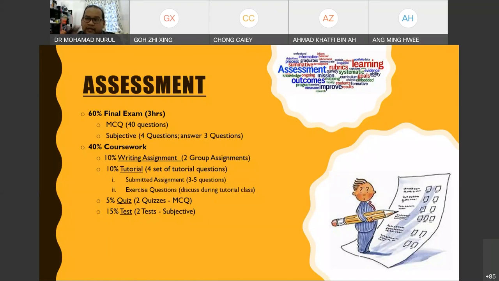This assessment will change from time to time, and I will inform you later. Because of the COVID situation, we have to do some modifications. But maybe all the tests, and also the quiz, will be objective. We will see how it goes.